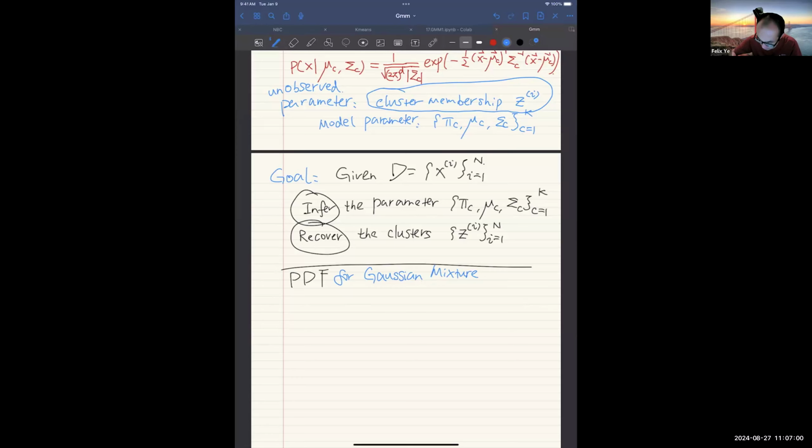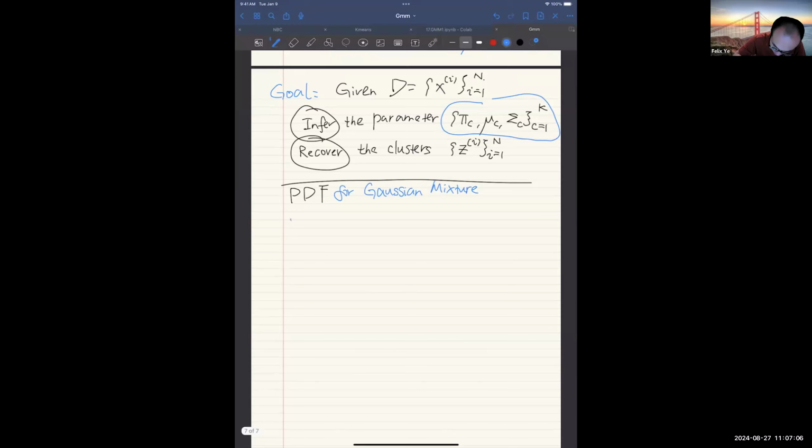I want to remind you, this is my parameter, right? So that I want to infer. So probability of X conditional on this parameter. Okay, so this will be, we can marginalize over all possible memberships Z equal to C. So this is basically summation C from 1 to k, probability of X and Z equal to C, conditional on these parameters.